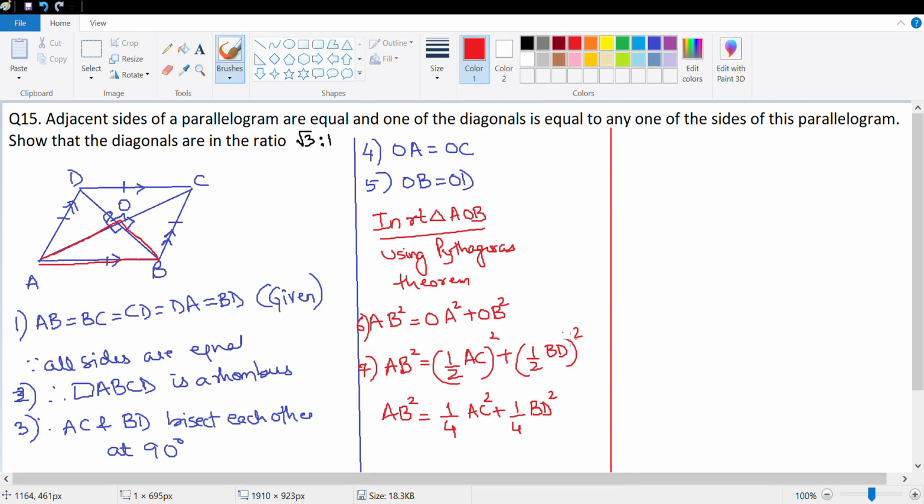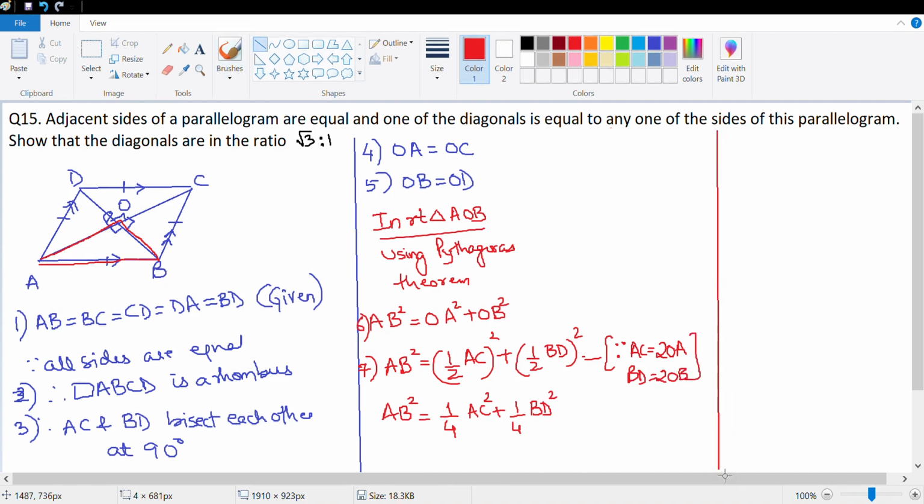Should we write the reason? Yeah, why did we do this? Yes, I should have written the reason here. The reason is since AC is equal to 2 times OA and BD is equal to, let me just erase this and write this properly. 1 second. I have not left enough space. Let me just write this properly. So let me just write this reason. The reason for this would be since AC is equal to 2 times OA and BD is equal to 2 times OB. That's our reason for this one. Perfect. I think I will need more space.